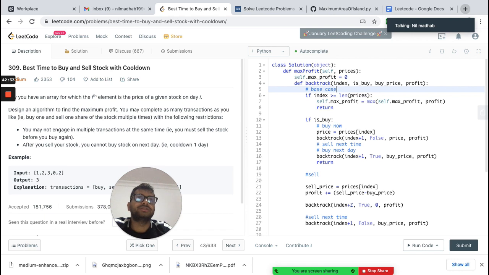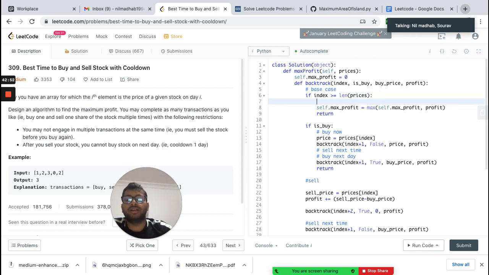Okay, so don't we have to check the is buy variable? Like if we just bought one item and haven't sold it. Yeah, in this case the profit will be profit, right? So that doesn't matter. I understand your point: what if we do not sell one item? Does the is buy flag matter here? That's your question, right?